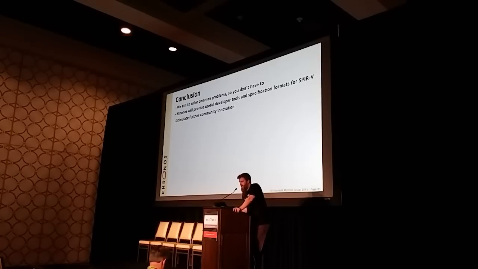So we're aiming to solve the common problems that have been identified in the community so that the community does not have to. We also want to provide useful developer tools and specification formats for SPIR-V, with the intention of stimulating further community innovation. I'd just like to thank all of the current and future contributions to the SPIR-V ecosystem, and Khronos is excited to see any further improvements.